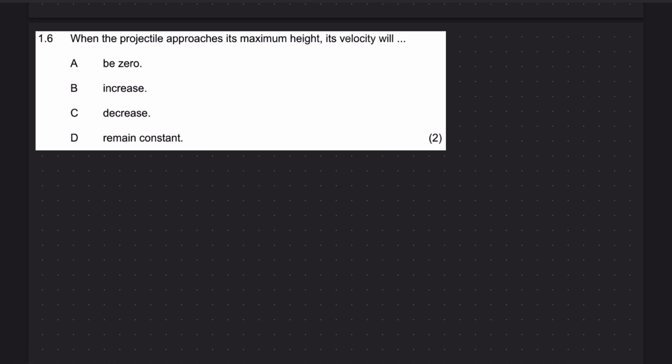Question 1.6. When the projectile approaches its maximum height. So important here, approaches its maximum height. The velocity will be 0, increase, decrease, remain constant. This question is trying to trick you, because we know at the maximum height the velocity is going to be 0. But as it approaches the maximum height, the velocity decreases. So the answer is C.